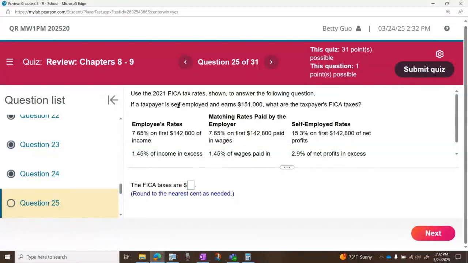This taxpayer is self-employed. If a taxpayer is self-employed, we look at the third column. The rate is 15.3% for the first $142,800, and net profits 2.9% for the additional. So this person whose gross income is 151. Okay, this one we need to do some scratch paper.